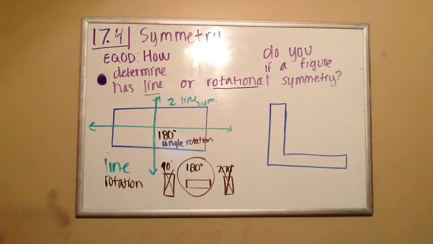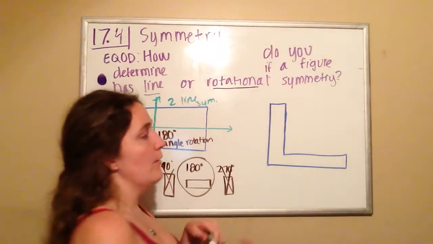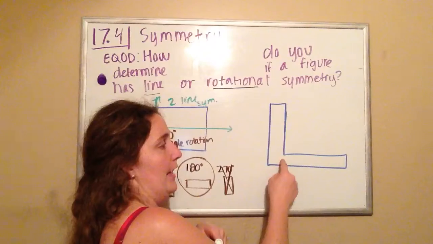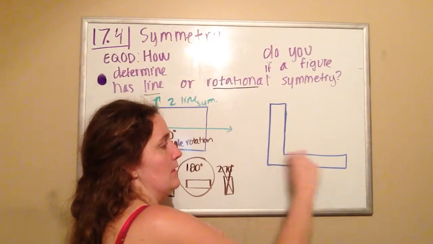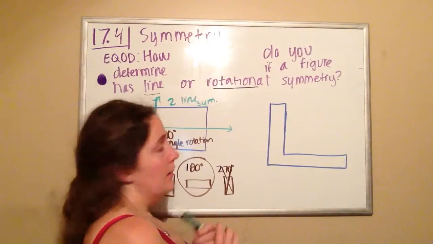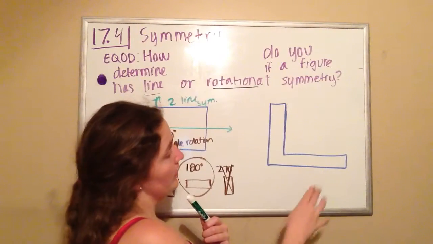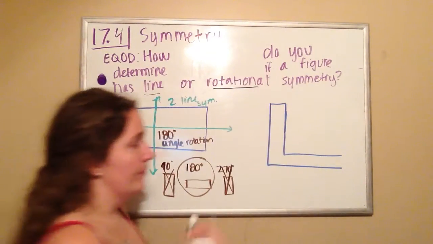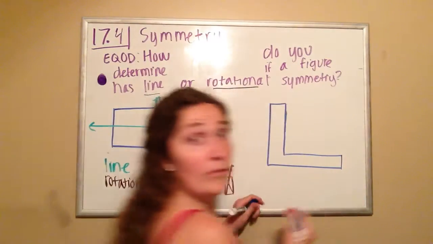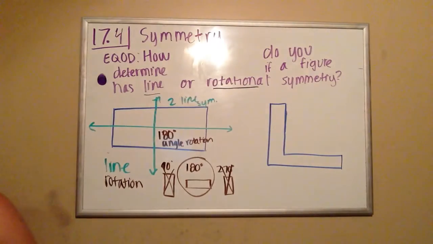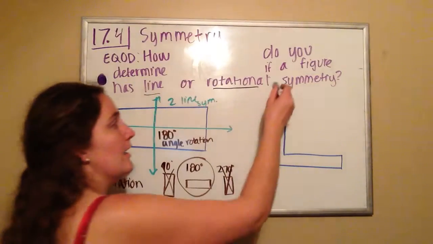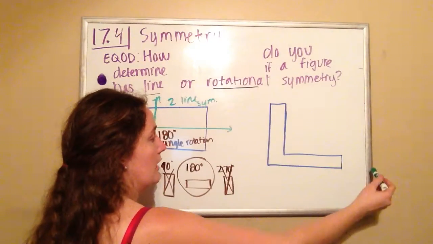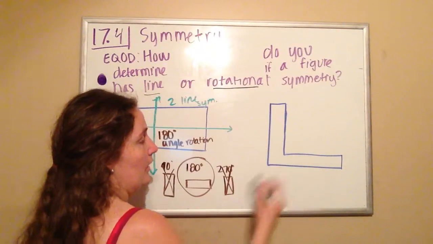This one over here, if we try to do line symmetry, we're assuming that this length is the same as this length, which it doesn't really look exactly like it does. Let's make it a little better. That looks a little better. Okay, so line symmetry. I can't cut it there. I can't cut it here. I can't cut it here.